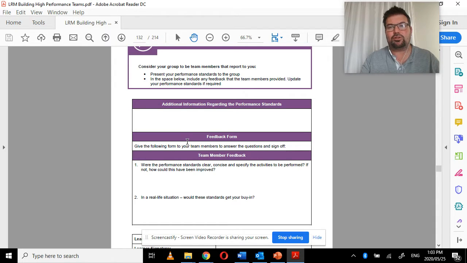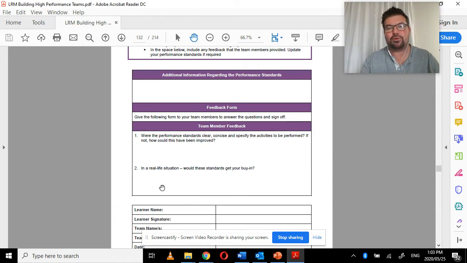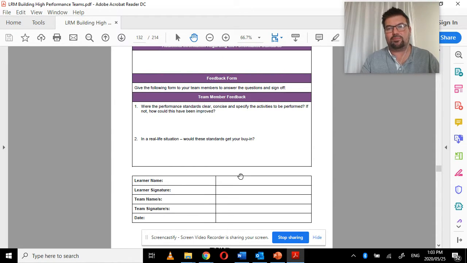And then the person who you've explained that to and you've given the form, they are going to fill in this section. Were the performance standards clear, concise, and specific to the activities being performed? If not, how could it be improved? And then in a real life situation, would these standards get your buy in? And then the learner puts their name in, the team member puts their name in, and you date it.